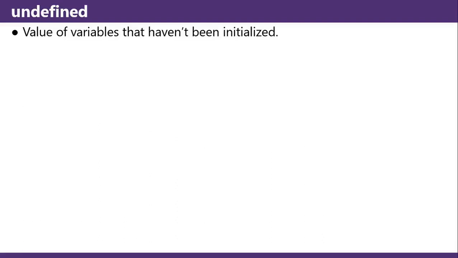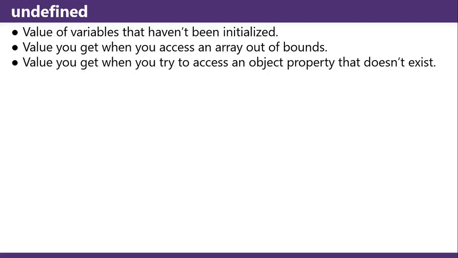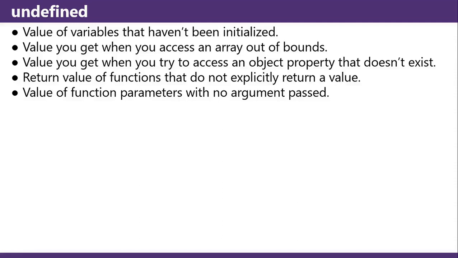Undefined. It is the value of variables that haven't been initialized. It is the value you get when you access an array out of bounds. It is the value you get when you try to access an object property that doesn't exist. It is the return value of functions that do not explicitly return a value. It is the value of function parameters with no arguments passed.